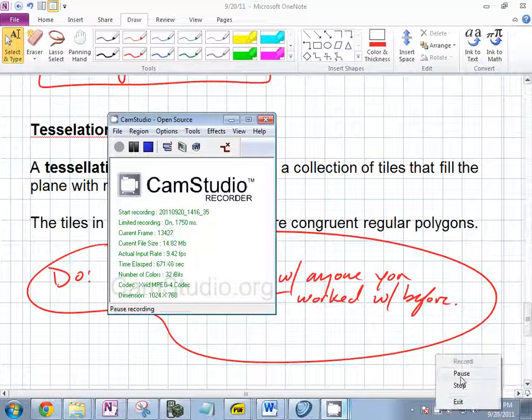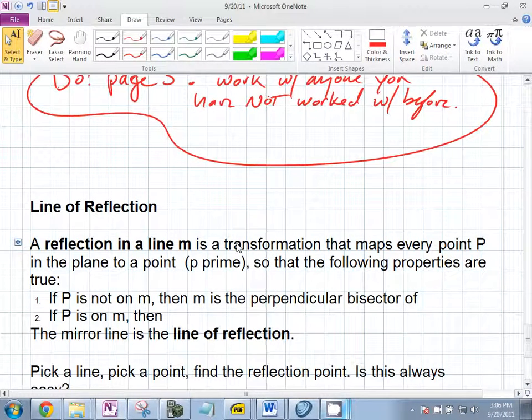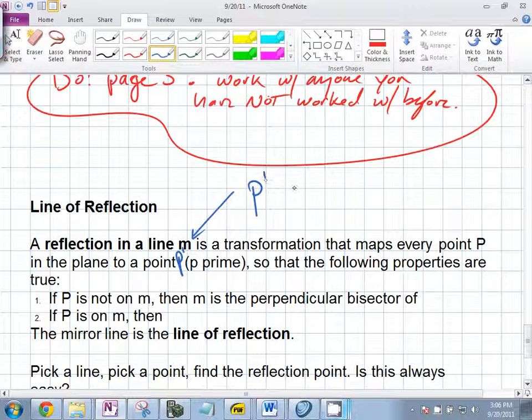Okay, a line of reflection. You should have an idea about this because we talked about them briefly, but the technical definition is a reflection in a line M is a transformation that maps every point P to another point P prime, P with a little mark on top, so that the following properties are true. If P is not on M, then M is the perpendicular bisector of the line from P to P prime.